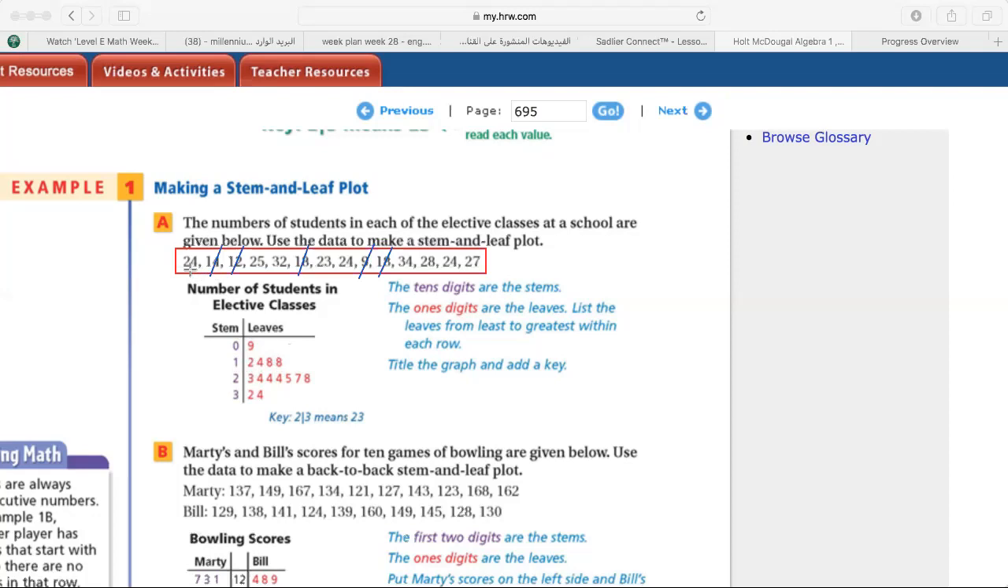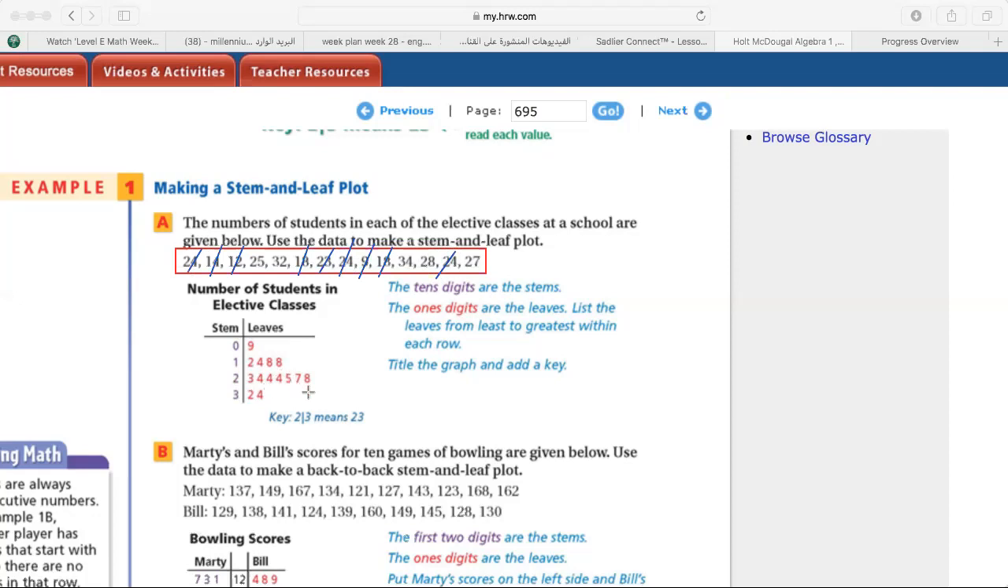So in the 20s, I have the least number, 23 here. So I will write 2 in the stem and 3 in the leaves. Then 4. I have 3 24s: this one and this one and this one. So I'm going to write 4 and 4 and 4. This means I have 24, 24 and 24.